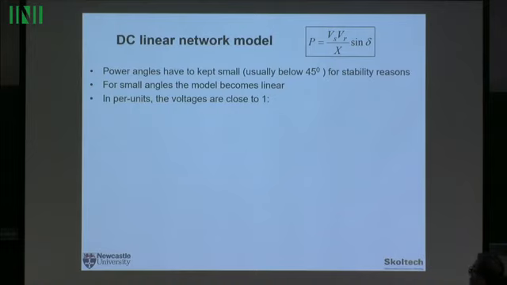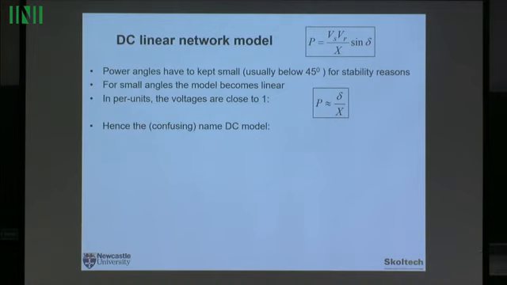And now, if we assume that the voltages are constant and equal to the nominal values, so if we divide voltages Vs and Vr by their nominal values, then they will be equal to 1, more or less. So Vs and Vr in per units are 1. So we get this linear equation: the power is equal to delta divided by x. So this is a linear model.